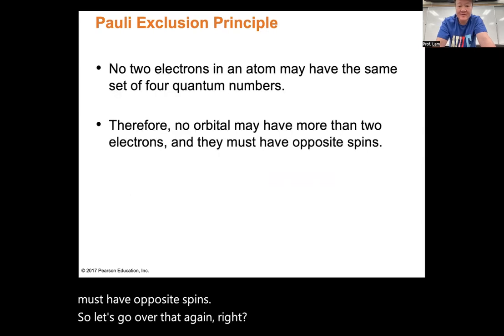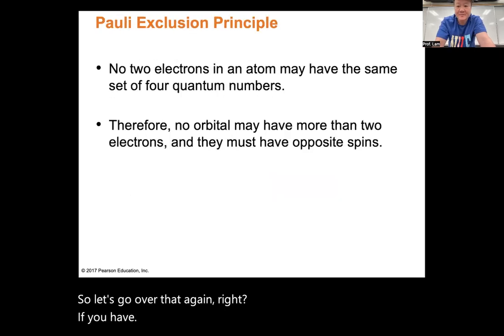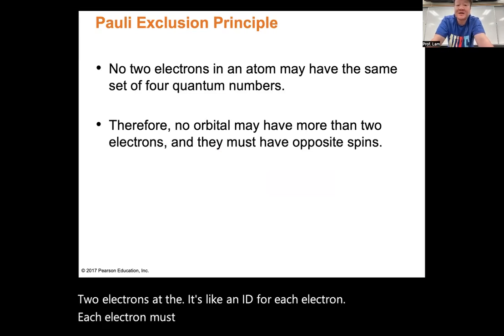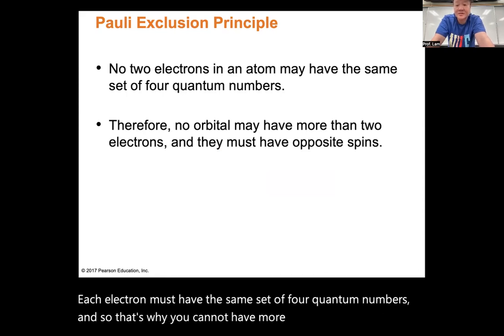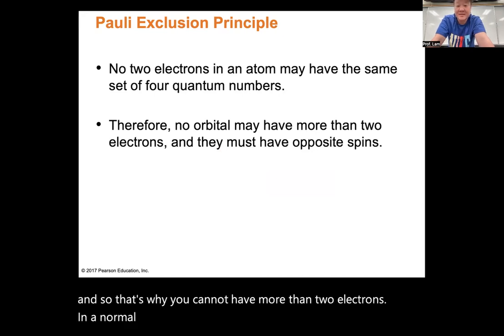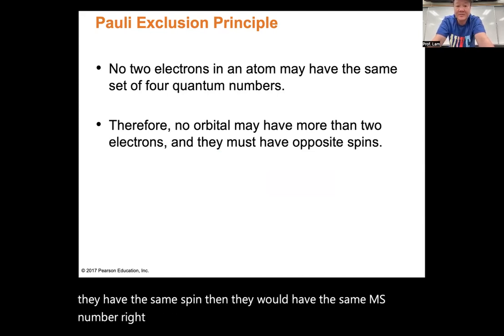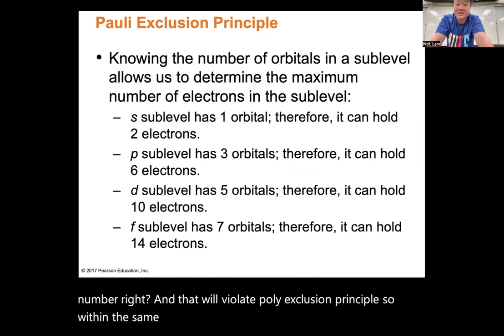If you have two electrons, it's like an ID for each electron. Each electron must have a different set of four quantum numbers. And so that's why you cannot have more than two electrons in an orbital, and also why they must have opposite spin. Because if they have the same spin, then they would have the same MS number, right? And that will violate the Pauli exclusion principle. So within the same space, the electrons must pair.